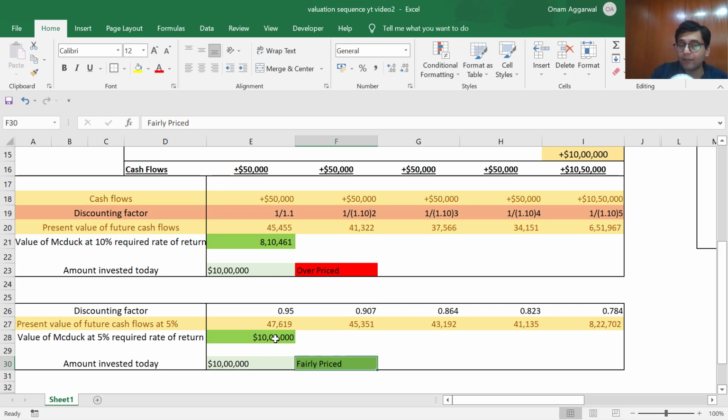And what do you think will happen if I take this 5% to 3%? Suddenly this proposal becomes undervalued. It becomes a very good investment for us because we require only a return of 3% and the project is giving a return of 5%. This, my friends, is the essence of how you calculate the intrinsic value of any company in the world.